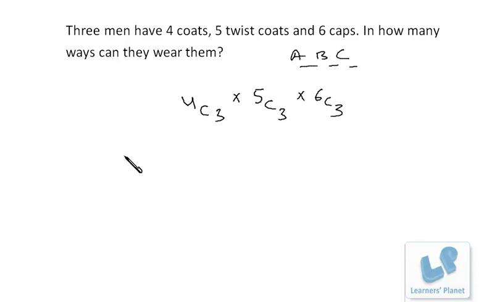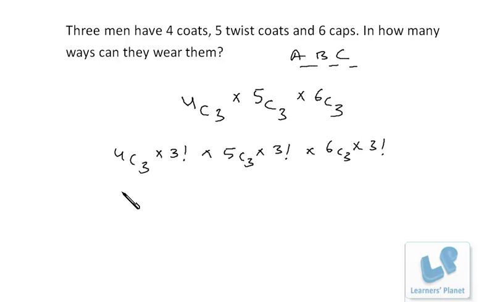So we selected three coats, and the three coats can be arranged in 3 factorial ways. That means among these three persons A, B, C, these three coats can be arranged in 3 factorial ways. Similarly, three twist coats can be arranged in 3 factorial ways, and three caps can be arranged in 3 factorial ways. So in all, this will be the complete solution to this problem, right? Because anybody can wear any coat. Maybe the three coats are white, blue, and black. So white, blue, black, or blue, white, black, or black, blue, white, whatever, right? So that's why 3 factorial arrangements will be there, right?